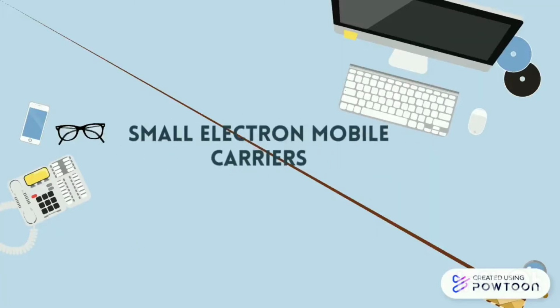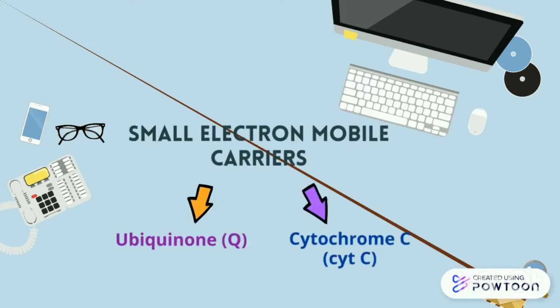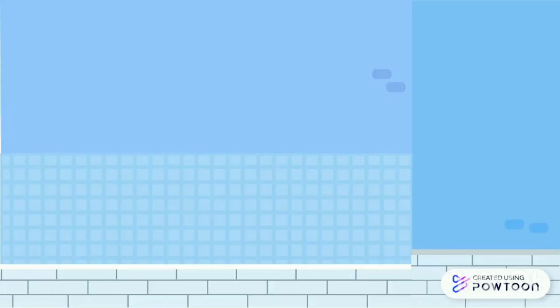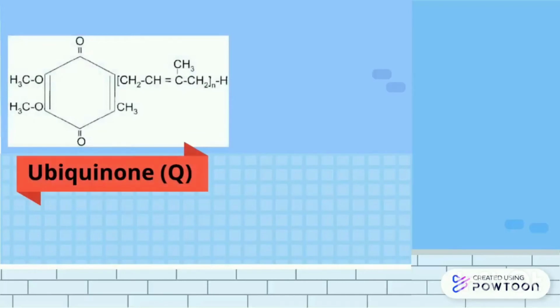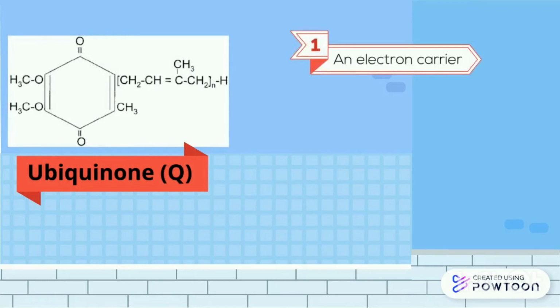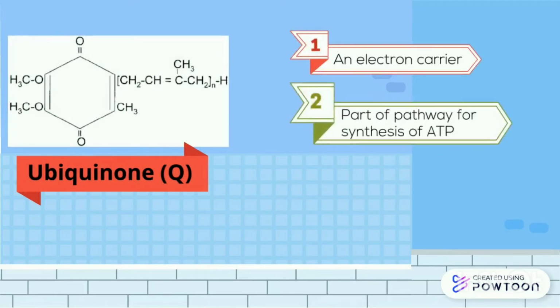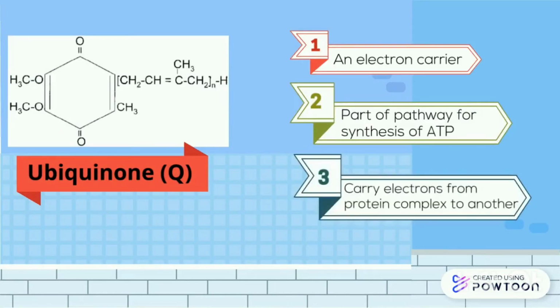Two small mobile electron carriers are linked with each protein, which are ubiquinone Q and cytochrome C. Ubiquinone Q, also known as coenzyme Q, is an electron carrier only, not a proton pump. It is a part of the pathway for synthesis of ATP. Also, it carries electrons from one integral protein complex to another.